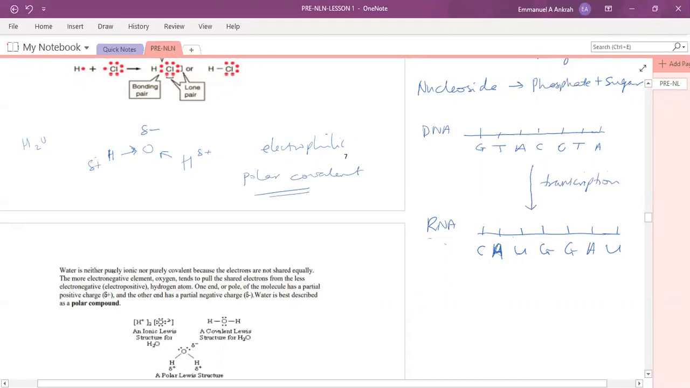Okay. So if we go back, I said water is neither purely ionic or purely covalent because the electrons are not shared equally. So keyword, not shared equally. So when there's unequal sharing, you have what we call a polar covalent bond, like the water. Okay. When the sharing is equal, then you have a non-polar covalent bond, with equal sharing.